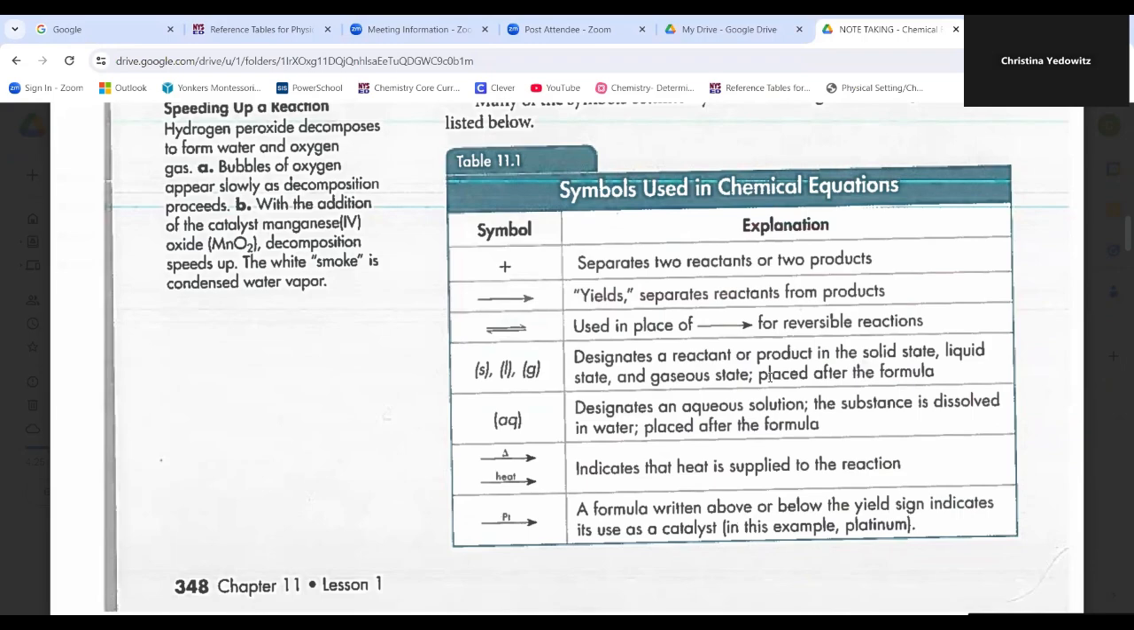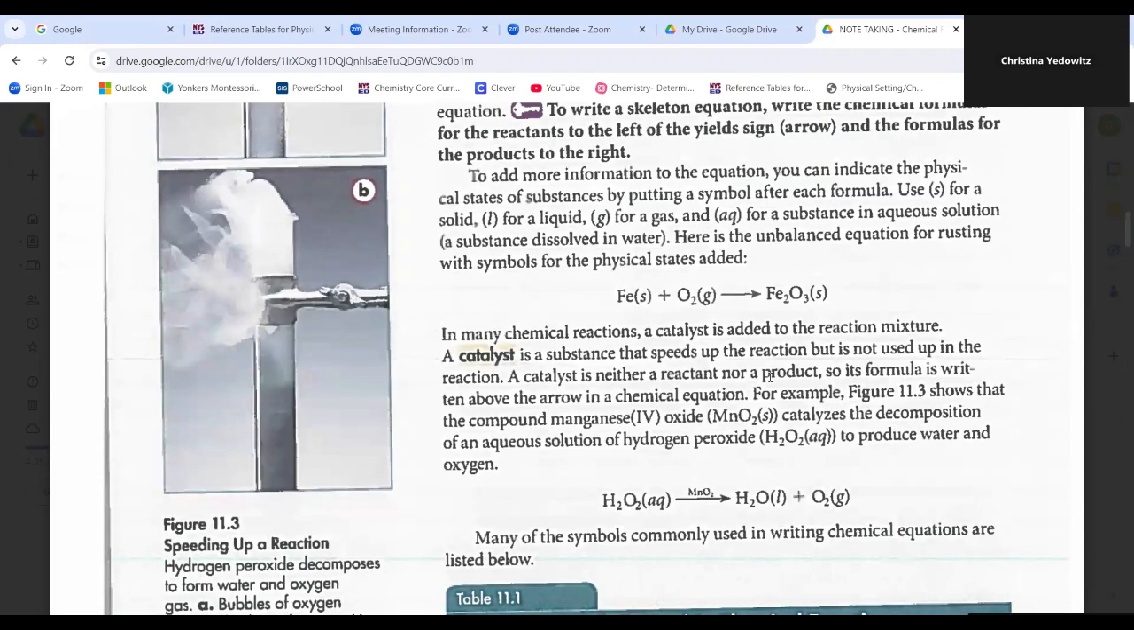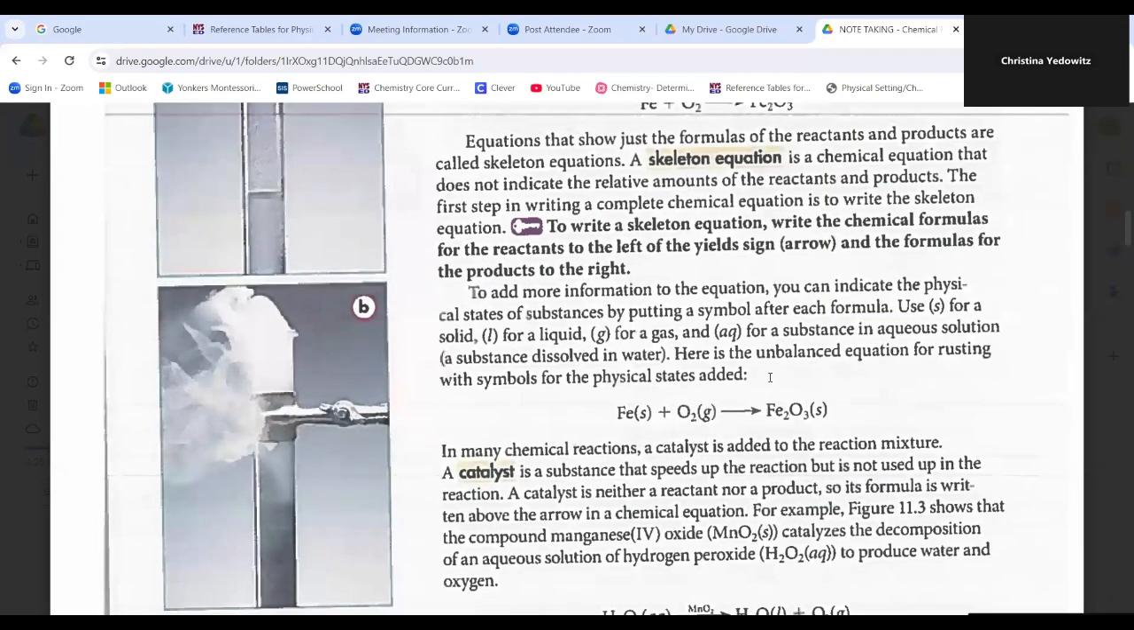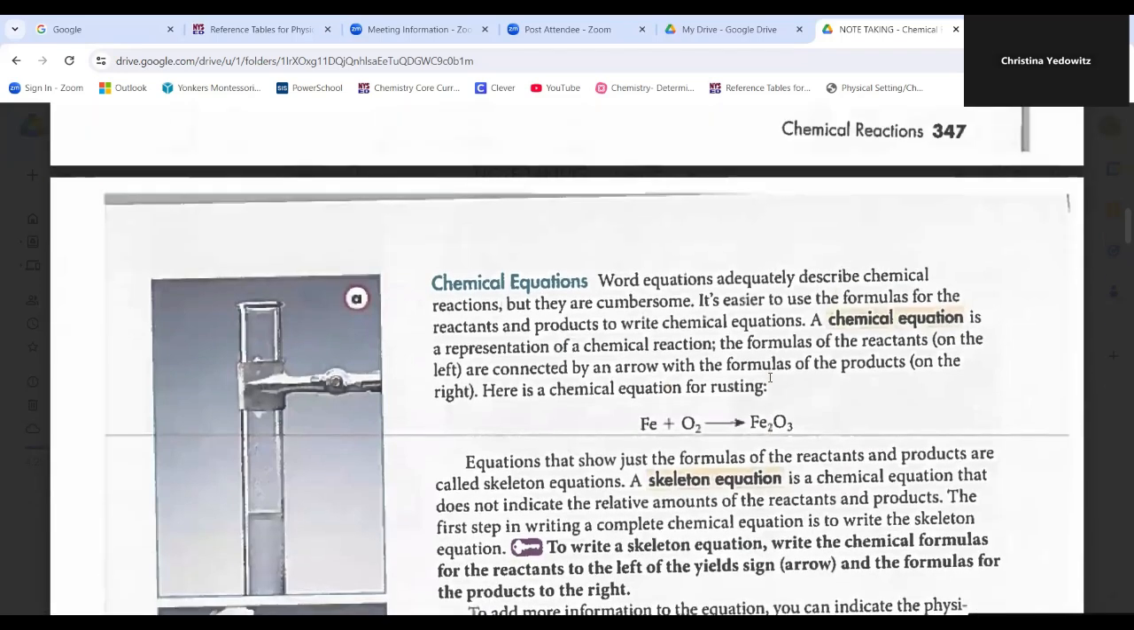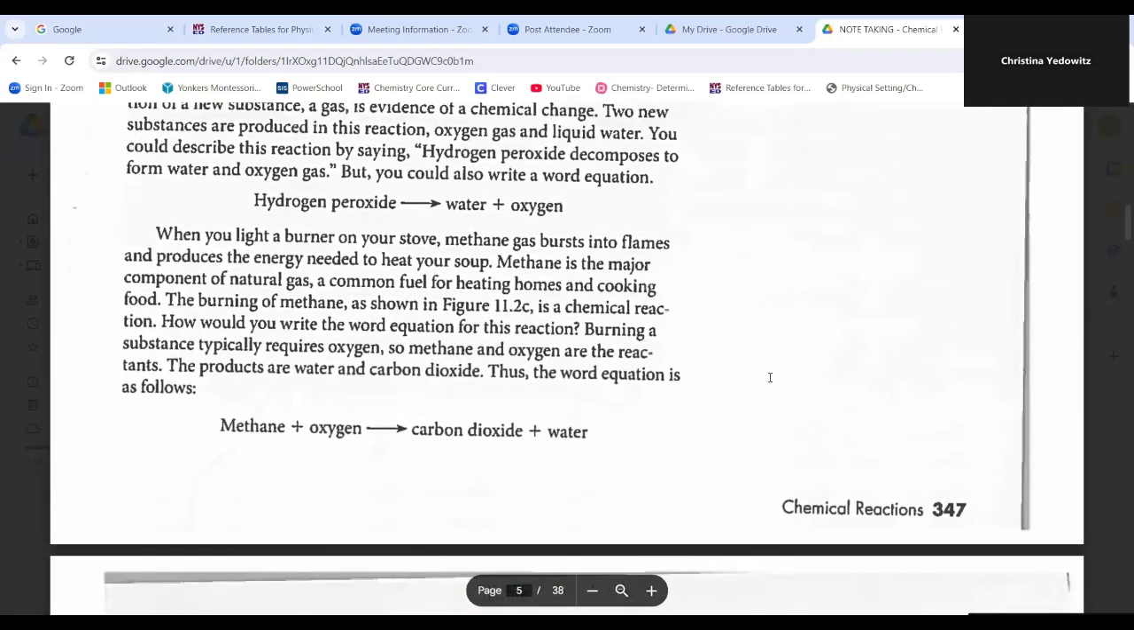Here's a list of all the symbols. They were given to you also. In fact, they gave you more than I did. I didn't really want to get you into starting to talk about what that looks like when it's heat and that kind of stuff. But we did go over arrows, pluses, solid, liquid, gas, and aqueous. So they go over this in quite a bit of detail.